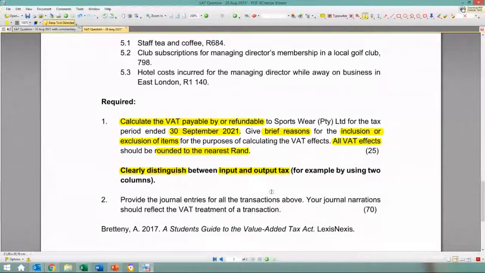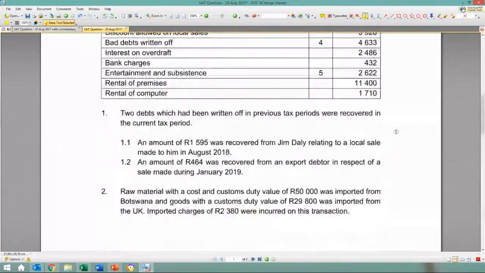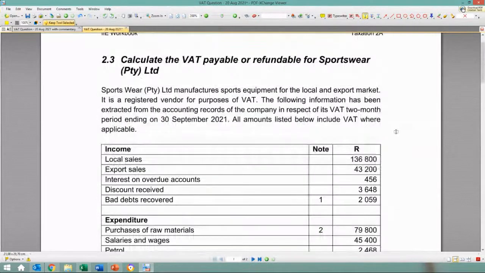Now we can go to the rest of the information. As we go through it, you assess: what type of supply am I dealing with? And is it input or output VAT? So let's go to the top now. They tell you Sportswear manufactures sports equipment for the local and export market. If they tell you local and export, that means there could potentially be zero-rated supplies in that question.